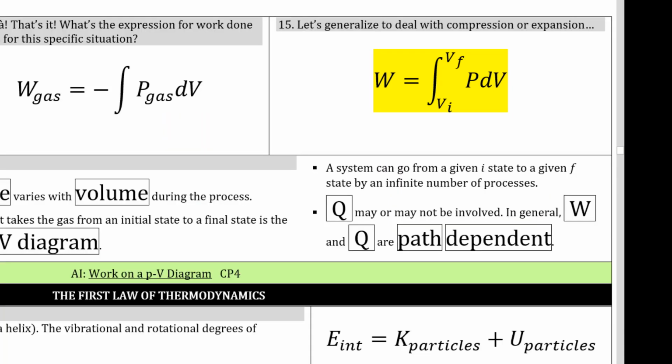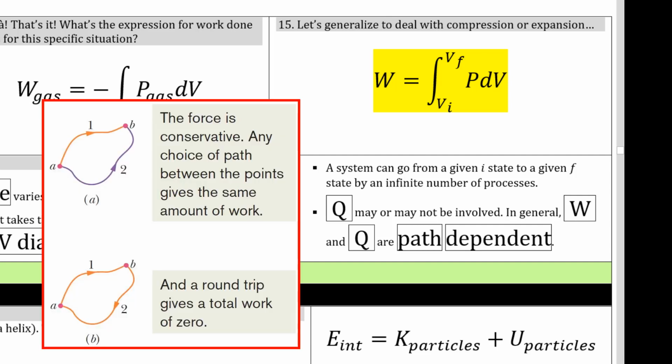This last bullet: heat may or may not be involved. In general, work and heat are path dependent. You might remember non-conservative and conservative work. Non-conservative work is done by a non-conservative force, which means path matters, as opposed to the work done by a conservative force, where only the initial and final states matter. This is a very recurring theme in thermodynamics, the whole notion of conservative work and non-conservative work. Both of these have to be familiar to you.